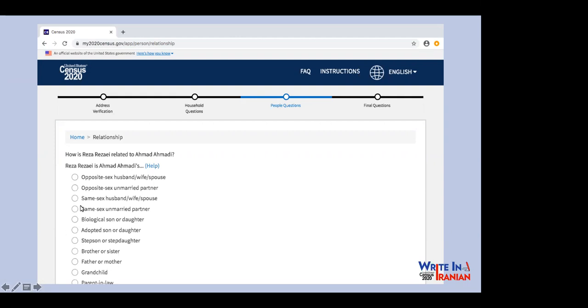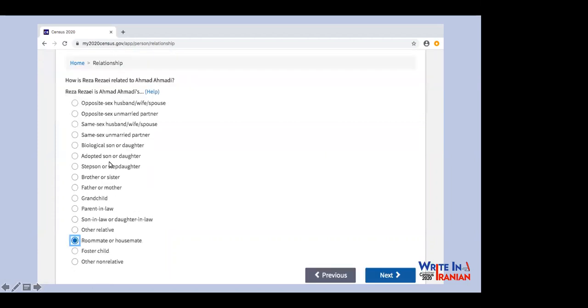As you can see, there are lots of different types of relationships, same-sex marriage, same-sex partnership, adoption, and so forth. It goes all the way down, grandchildren, parent-in-law, other relatives. So in this example, Reza Rezai is the roommate of Ahmed Ahmadi. So that's the selection here.